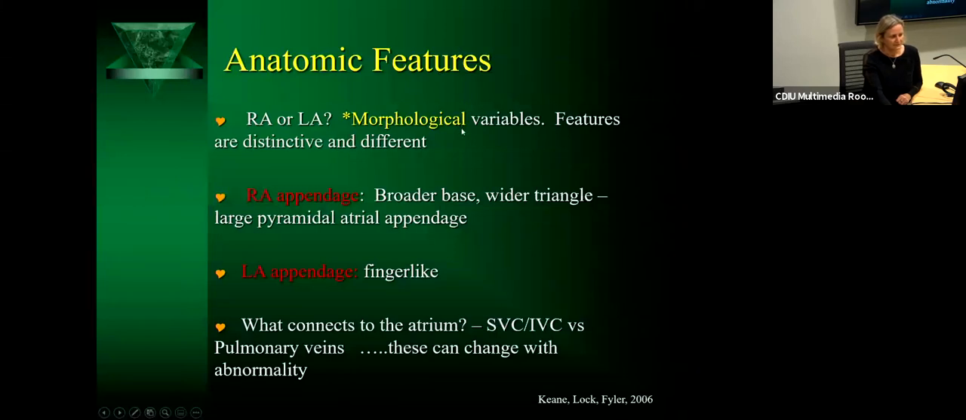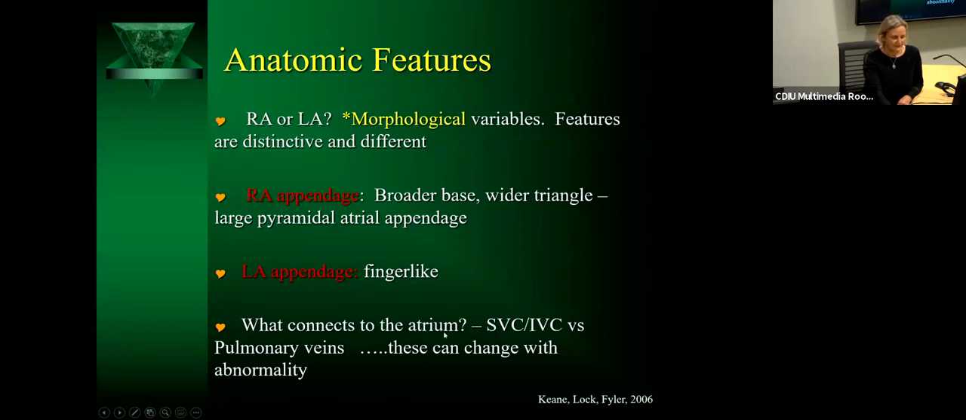So what are the features of the right and left atrium? When you look at a heart, what would the features be? Commonly we draw round atria and bigger ventricles, but actually the atria and the ventricles are very different morphologically from each other. So we're going to look at the distinct features of each. The right atrial appendage has a broader base, a triangular shape, a large pyramidal appendage, whereas the left atrial appendage is more like a little finger.